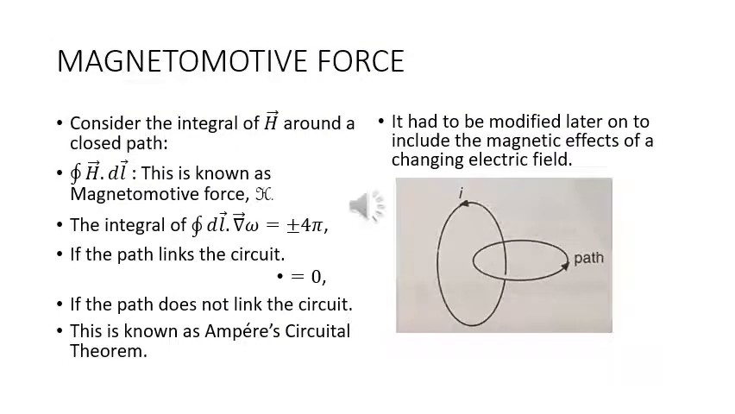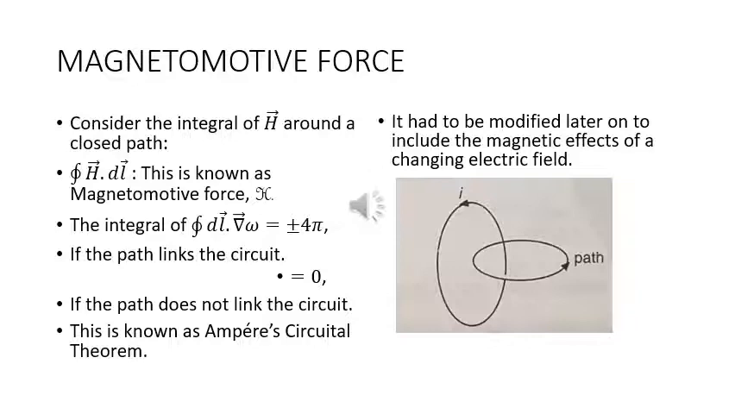The magnetic scalar potential helps us to introduce Ampere's circuital theorem linked to the concept of magnetomotive force. Consider the integral of H around a closed path. Then closed integral H dot dl is known as the magnetomotive force and it is denoted by a curly H. The closed integral dl dot gradient of omega will be equal to plus or minus 4 pi if the path links the circuit, but it is going to be 0 if the path does not link the circuit. This is known as Ampere's circuital theorem.